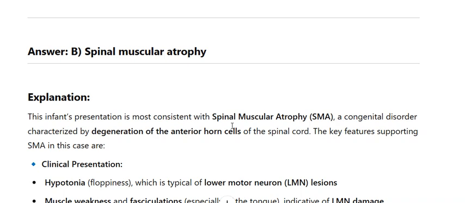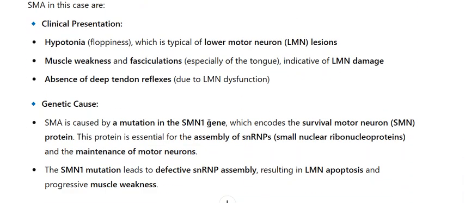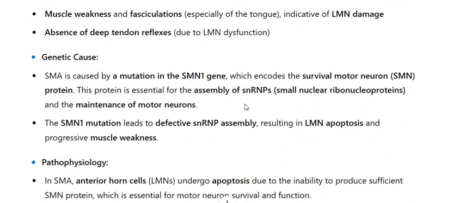absence of deep tendon reflexes due to LMN dysfunction. Genetic cause: SMA is caused by a mutation in the SMN1 gene, which encodes the survival motor neuron, SMN protein. This protein is essential for the assembly of snRNPs, small nuclear ribonucleoproteins, and the maintenance of motor neurons. The SMN1 mutation leads to defective snRNP assembly, resulting in LMN apoptosis and progressive muscle weakness.